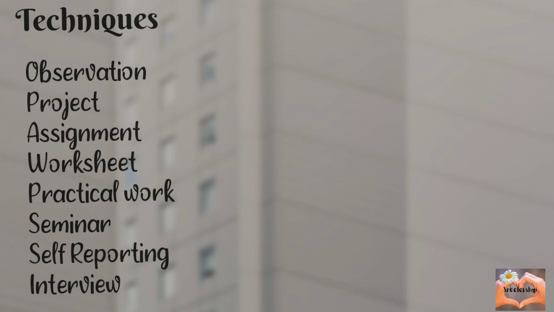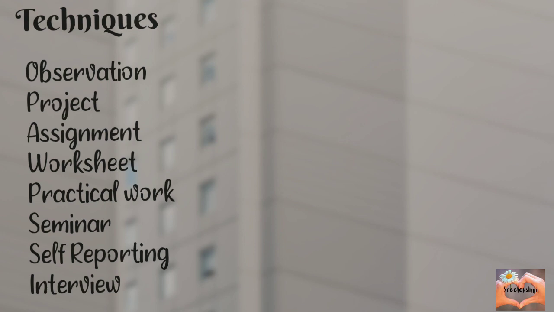Then the next is seminar. Seminar is the most modern and advanced method of teaching and evaluation. It is a very advanced group technique which is usually used in higher education. A specific subject or topic is delivered as an article or report in the seminar. Then the next is self-reporting.